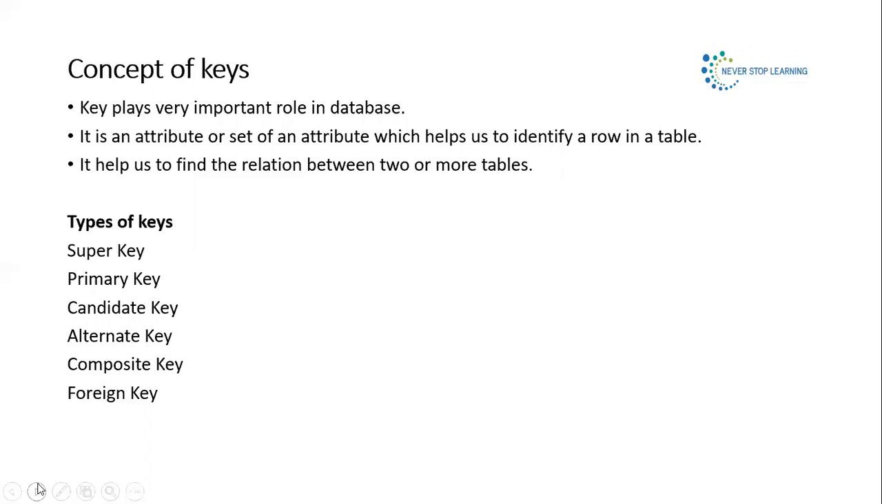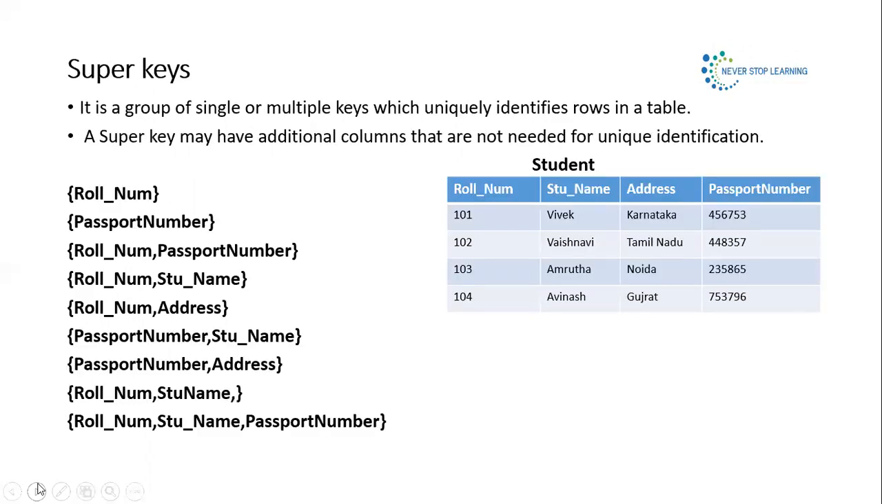Following types of keys are present. We have super key, primary key, candidate key, alternate key, composite key, and foreign key. Let's see these keys one by one. So first is super key. It is a group of single or multiple keys which uniquely identifies a row in a table.